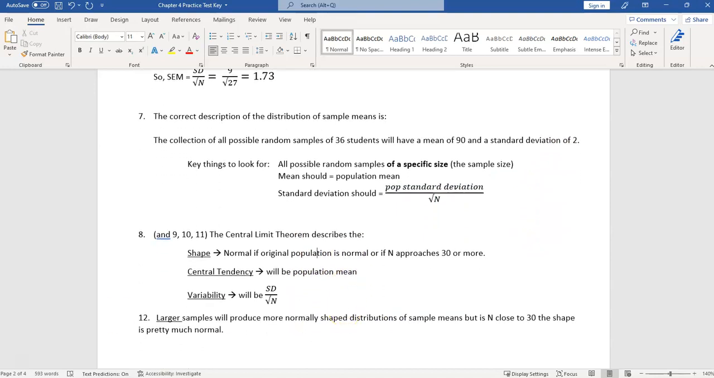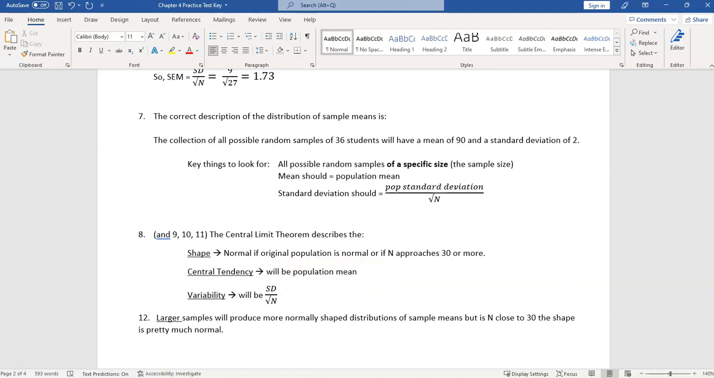Okay, and number 8 is basically asking what types of properties the central limit theorem gives you for the distribution of sample means. And it gives you all of these: the shape, the central tendency, and the variability. And then 9 asks you, what's the center? Well, the center is going to be the population mean, or mu. Mu is what was given as your option for number 9.